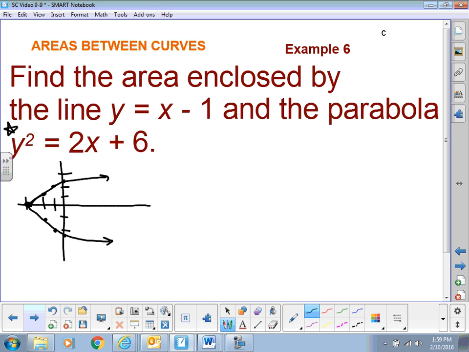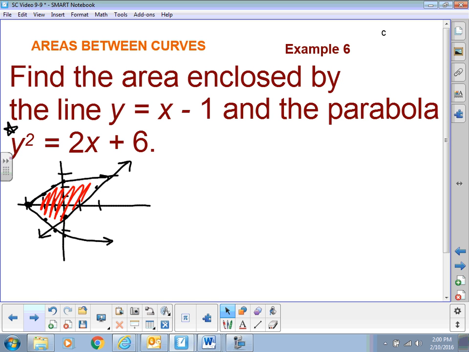Now x minus 1 will start at negative 1, and then we're just going up 1 and over 1 each time. So we'll look something like that. Our area that we want will be this area here. Well, notice for the first section of that, the top and bottom are the same function. And then it switches to the top being the sideways parabola and the bottom being the line. But if you look at it right to left, the right function is always the line, and the left function is always the sideways parabola.